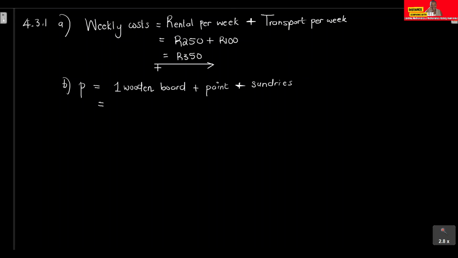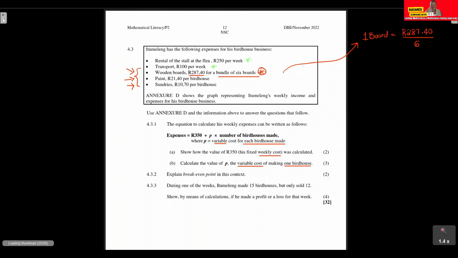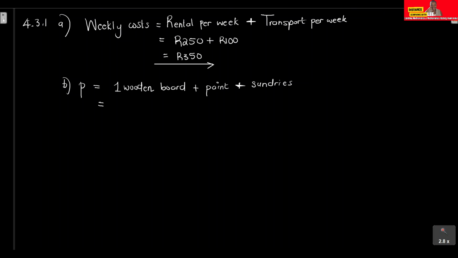So what happens here? Remember, guys, I emphasize this point. With this bullet here, we were given the price for 6 boards. However, we need the price for one board. So how can we do that? To get the price for one board, you're going to take the 287.40 and divide that by 6.